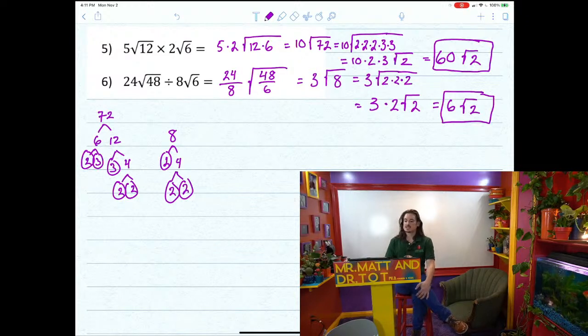For number 6, we're going to do coefficient divided by coefficient, radicand divided by radicand. So 24 divided by 8 is 3. 48 divided by 6 is 8. So we end up with 3 root 8, but we can simplify root 8 because 8 breaks down into 2 and 4. 4 breaks down into 2 and 2. So we can pull 2 2's from underneath the radicand and pull 1 2 out. So it's going to be 3 times 2 times the square root of 2, which is going to ultimately simplify into 6 root 2.